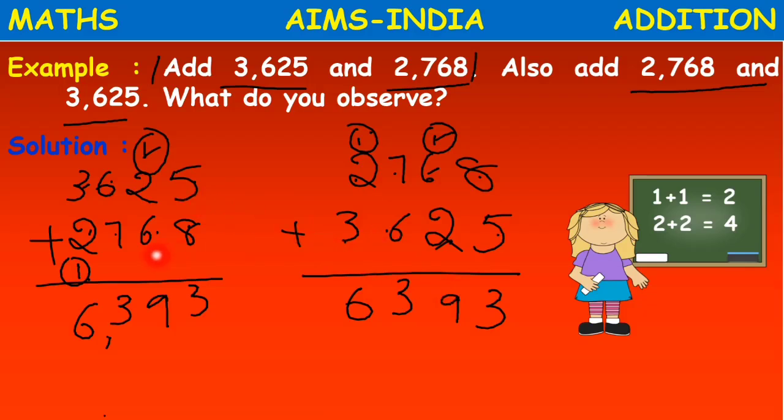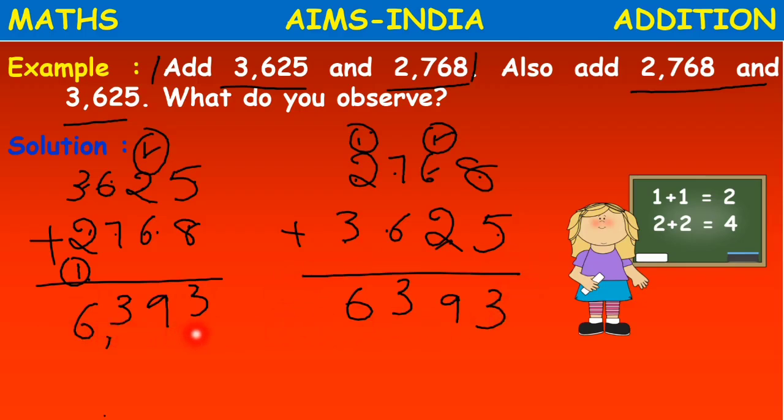See, what did we do? We changed the order of the numbers. In the first problem, we took 3625 first, but in the second problem, we wrote it in the second place. Yes, we changed the order. Here this was first, now here this is second, here this was second, but now it is written in the first place. And what do you observe from this? Even though we changed the order, the sum we got, that is the answer we got, is the same.